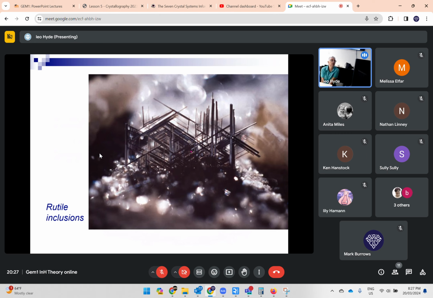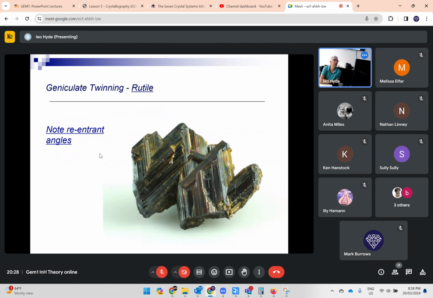So this is inside a stone. That'll be inside a ruby, and they're all rutile inclusions. But if we look carefully, you'd see that there's a lot of geniculate stuff happening there. Again, that's a whole mix of crystals together. But you can see the knee bend stuff, can't you?